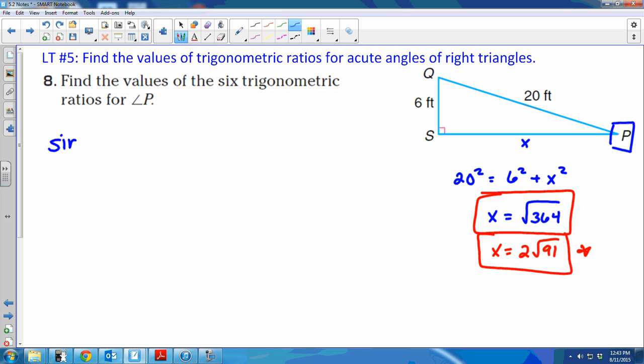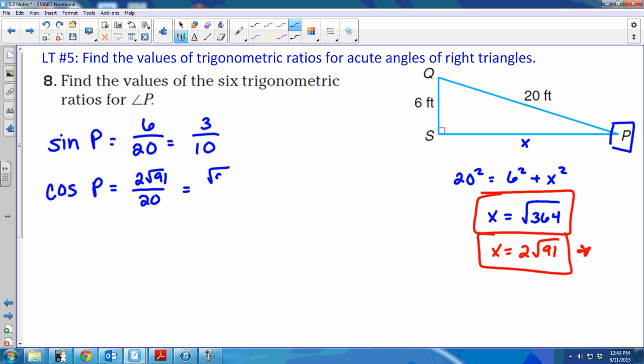How do I find sine of P? What's that going to be? What's sine of P? Six over 20? Or 3 over 10? Right? Opposite over hypotenuse. Cosine of P then would be adjacent over hypotenuse. So 2 square roots of 91 over 20. Or square root of 91 over 10, because that reduces.